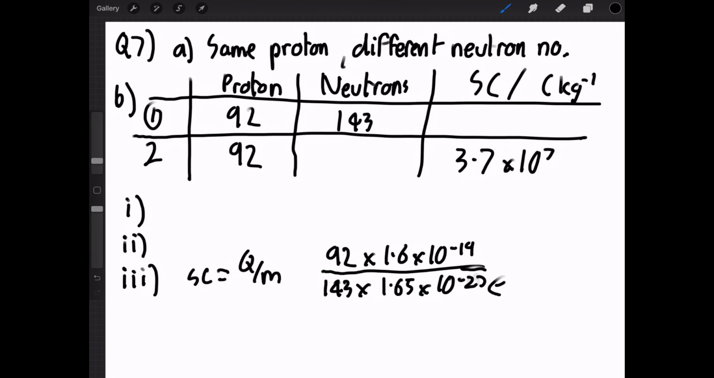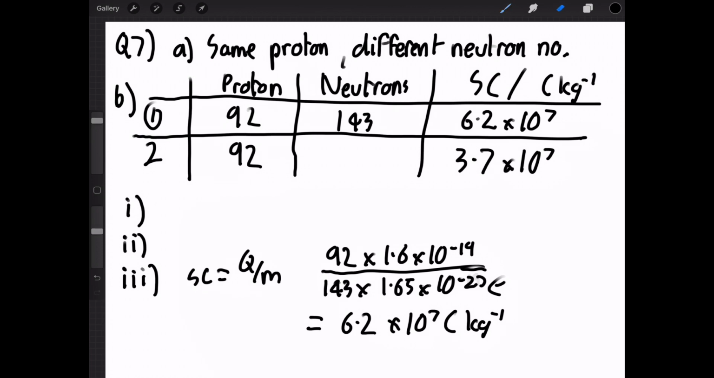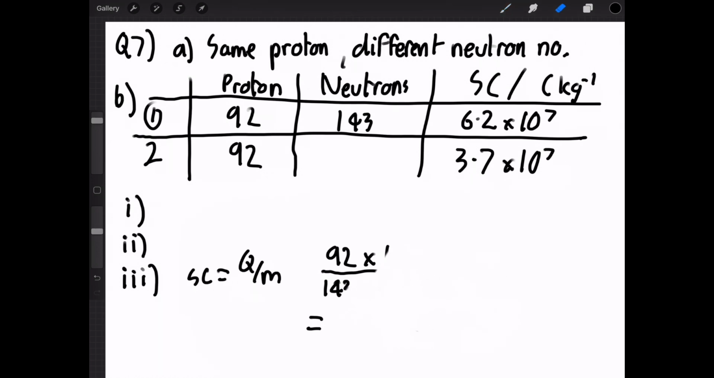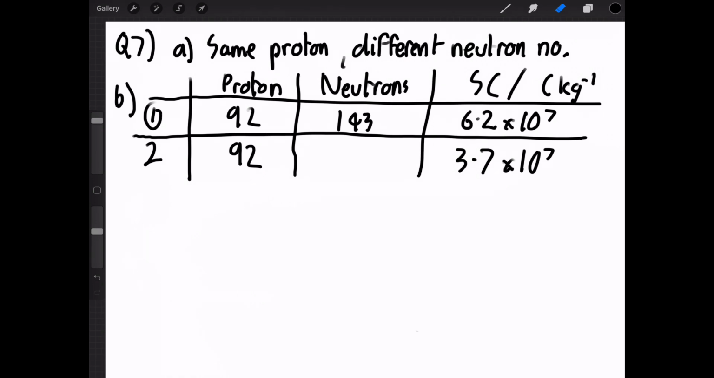Plug that into your calculator, crunch it out, and we'll get 6.2 times 10 raised to the power 7 coulombs per kilogram. And that can just go in our table up here. 6.2 times 10 raised to the power 7. Specific charges generally do come out as quite big numbers because the mass is so small. So don't be put off by getting a big number like that.